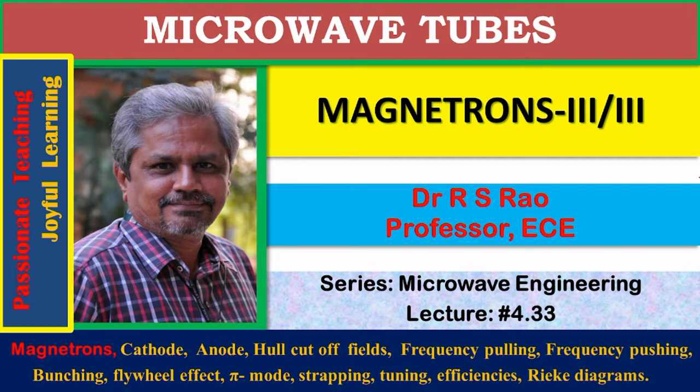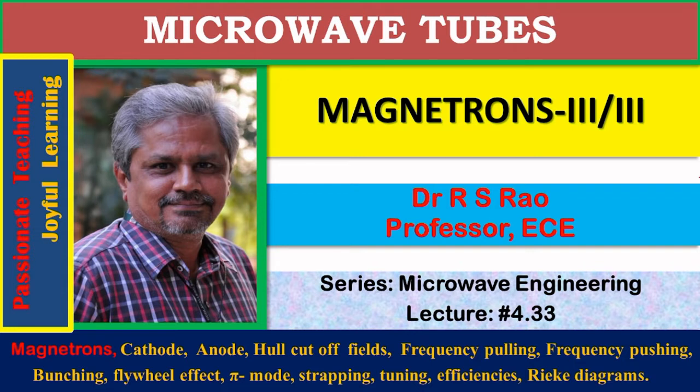Cathode is surrounded by a cylindrical thick copper block. Inside this block there exist several cavities. Each cavity is a resonant circuit. These cavities are interconnected to each other through interaction region or interaction space. The space that exists in between cathode rod and anode block, that space is interaction space or interaction region.